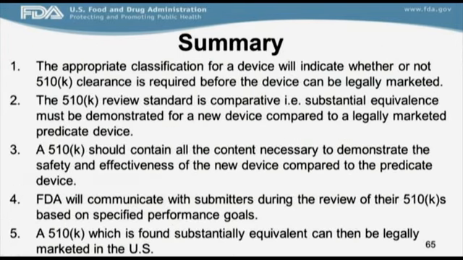In summary, we have covered a lot of aspects regarding the 510K program during this presentation. We've covered the fact that the appropriate classification for a device will indicate whether or not 510K clearance is required before the device can be legally marketed. We've gone over that the 510K review standard is comparative. Therefore, substantial equivalence must be demonstrated for a new device compared to a legally marketed predicate device. We also covered in depth what type of content should be included in your 510K to demonstrate the safety and effectiveness of the new device compared to the predicate device. And we went over the timeline for which the FDA will communicate with submitters during the review of their 510Ks. And we talked about 510K decisions, and if a 510K is found substantially equivalent, that it can be legally marketed in the United States.